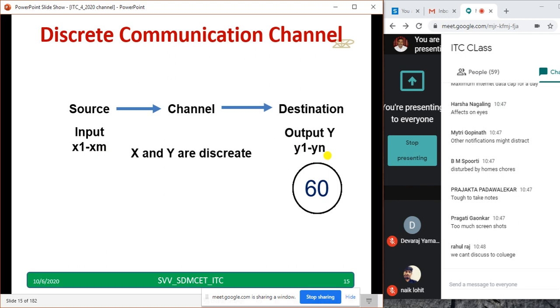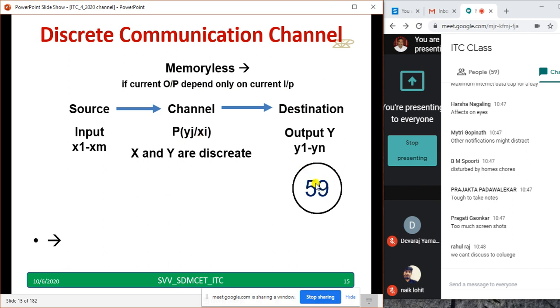All of you know the meaning of discrete, not digital, it's discrete. And it's memoryless, meaning that the current output depends only on the current input. And we represent the channel by the probability of yj given xi. I want you to just see it, or if you want you can copy down. You can take 30 seconds for that.